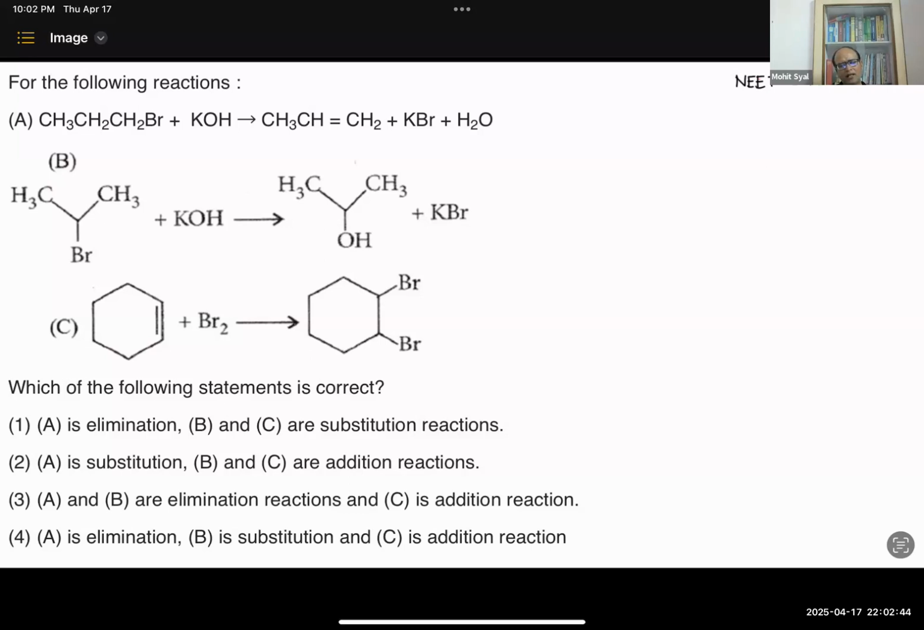So which option is going to be the answer? Correct answer. Just tell me quickly. This is quite simple, just based on the definition of the types of reaction. Yes. Ibrahim, Jasmine, tell me quickly.